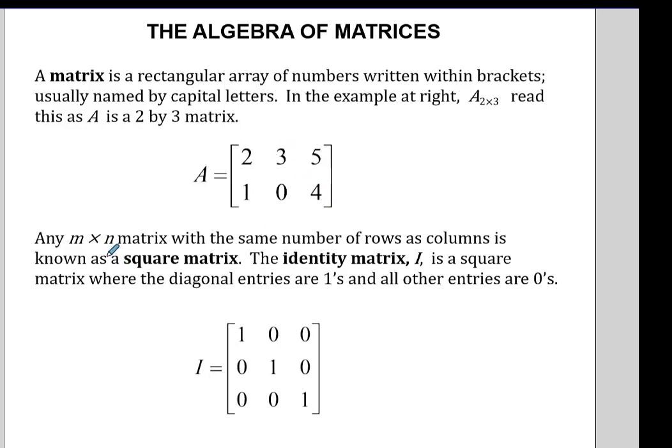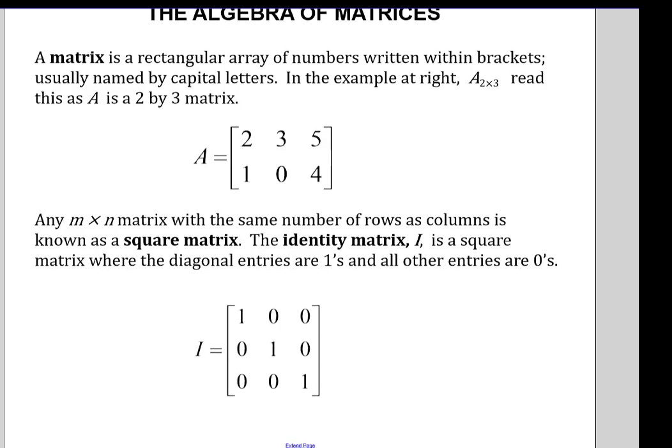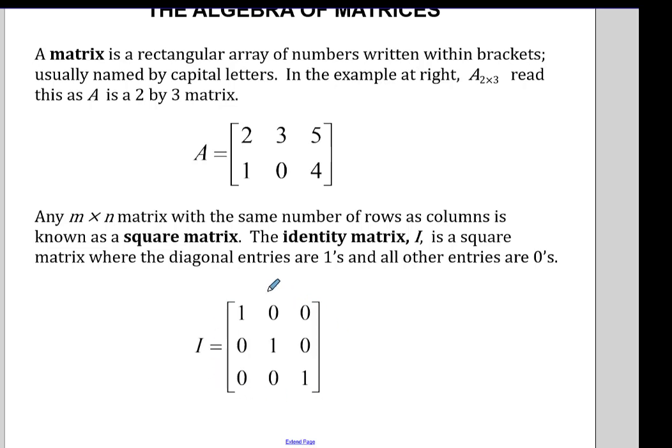And any m by n matrix with the same number of rows as columns is known as a square matrix. And again, below, we've seen this before in our earlier lesson. This is the identity matrix, where the diagonals from top left to lower right are all ones in that diagonal entry, and all the other entries are zeros in the upper triangular and lower triangular section.